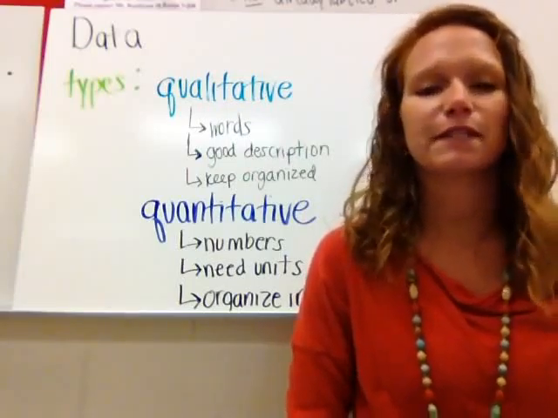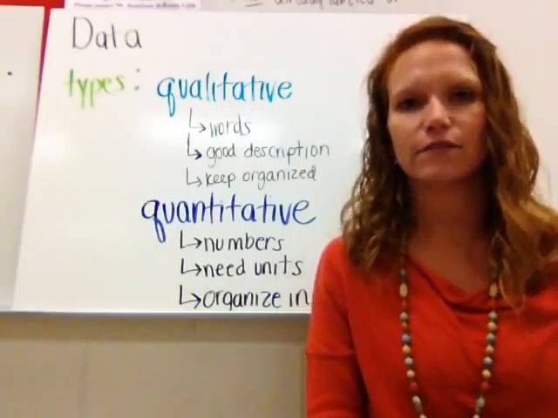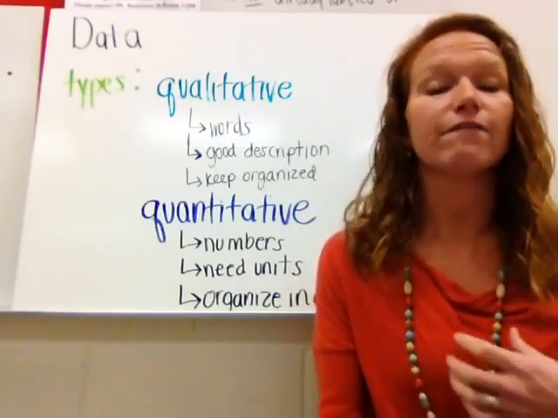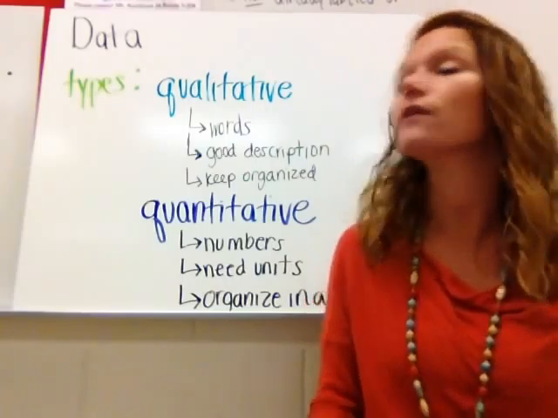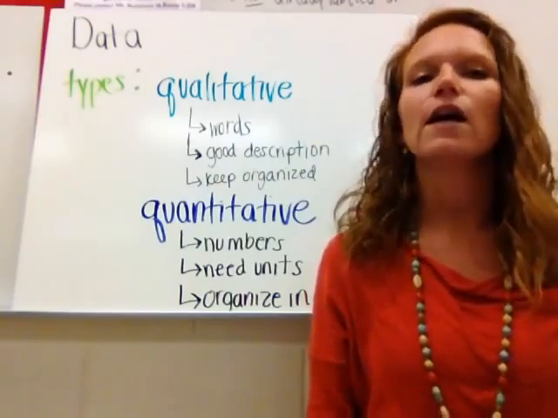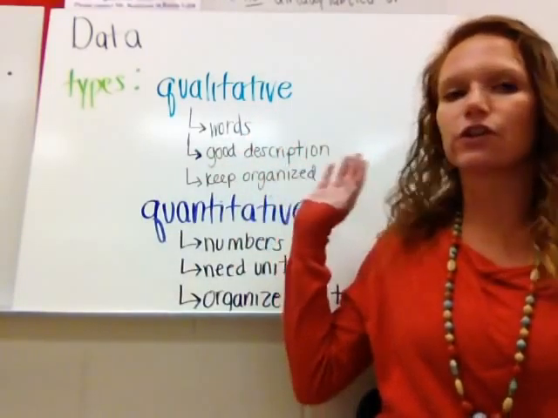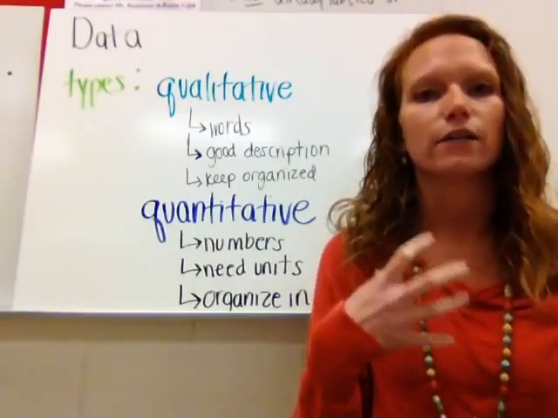So this video is going to specifically be about data. In science, we get tons and tons of data. And that data is the information, basically, that drives all of this. So there's two types of data you can have. You can have qualitative data. Think of the word quality. Those are words data. They're good descriptors. You have to make sure that you keep qualitative data organized, because otherwise it'll come up as just a lot of jumbled words. Qualitative data is words, okay?